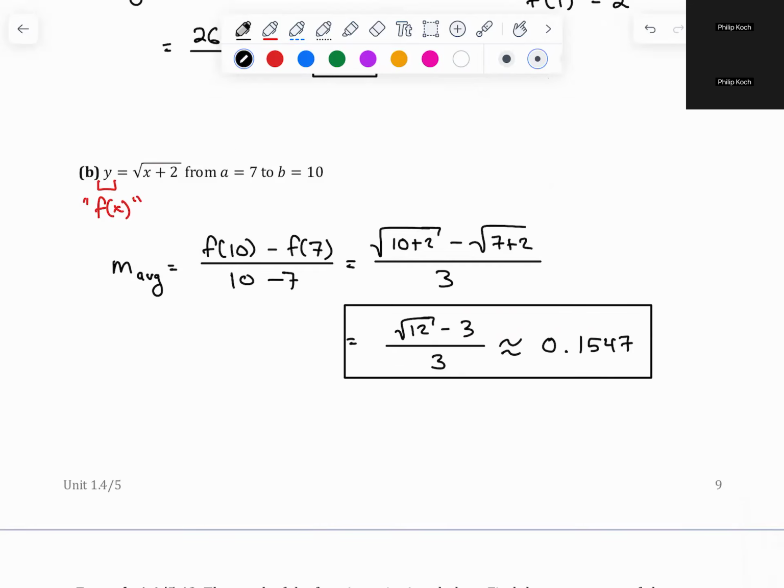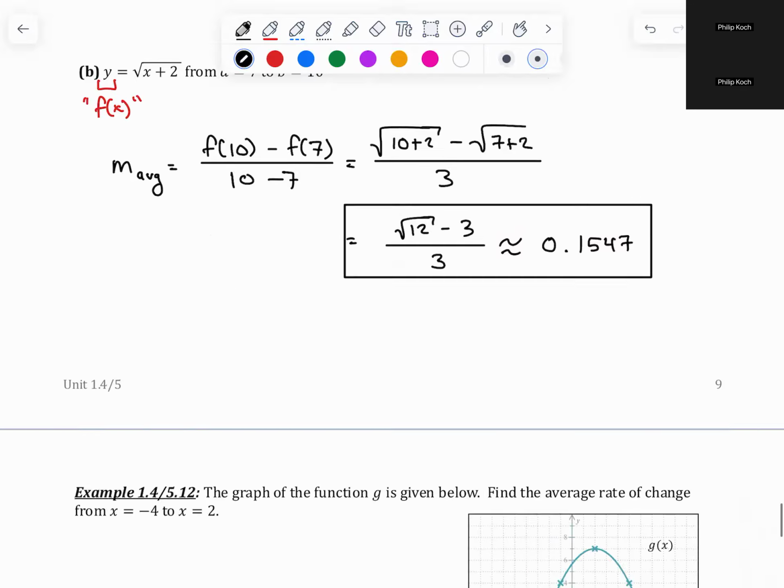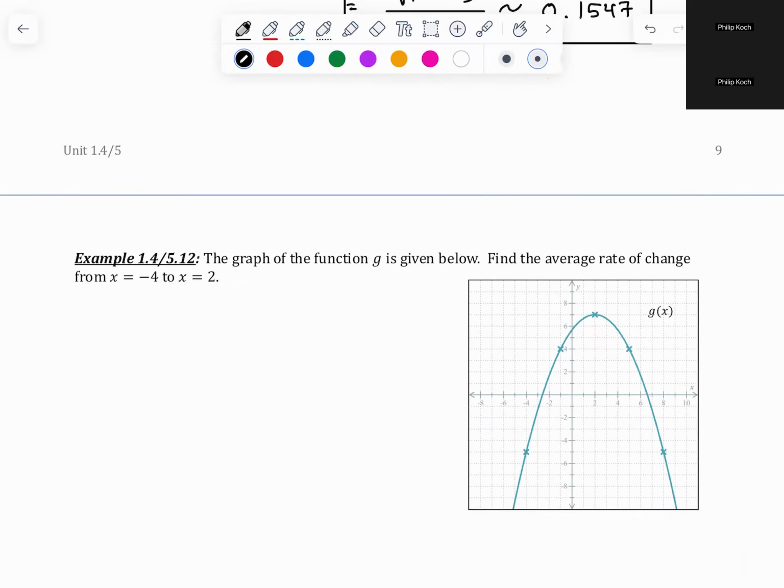Last one, my favorite problem on the average rate of change, once it loads: the graph of a function g is given below. Find the average rate of change from x equals -4 to x equals 2. Another way to say the exact same thing. It's asking for the average rate of change, but instead of giving you the a and b values, or giving you the interval, it's talking about the interval by saying from x equals -4 to x equals 2. So here, a is equal to -4 and b is equal to 2. It's saying the exact same thing, just with different words.